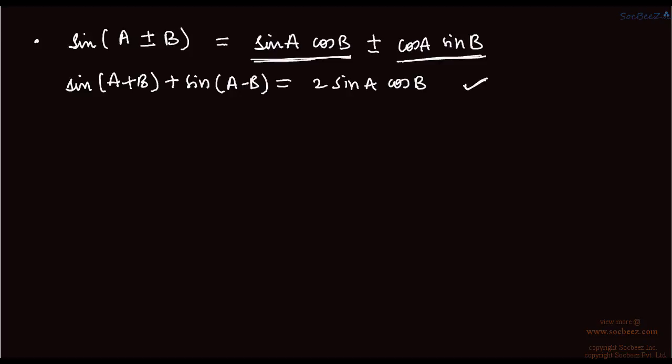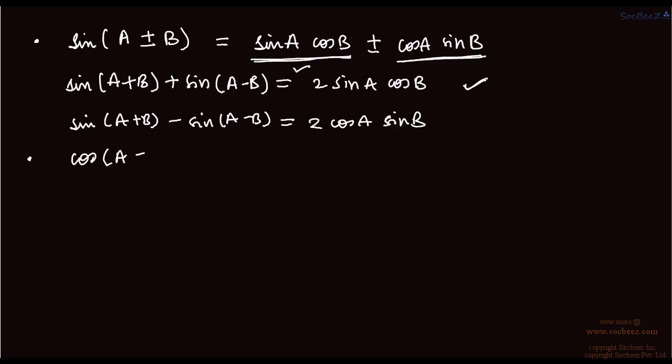Similarly, you can write 2 cos A sine B for sine of A plus B minus sine of A minus B. In this case, you cancel the first term. Okay. Now, similarly, you have the formula for cos of A plus minus B. That is equal to cos A cos B minus plus sine A sine B.